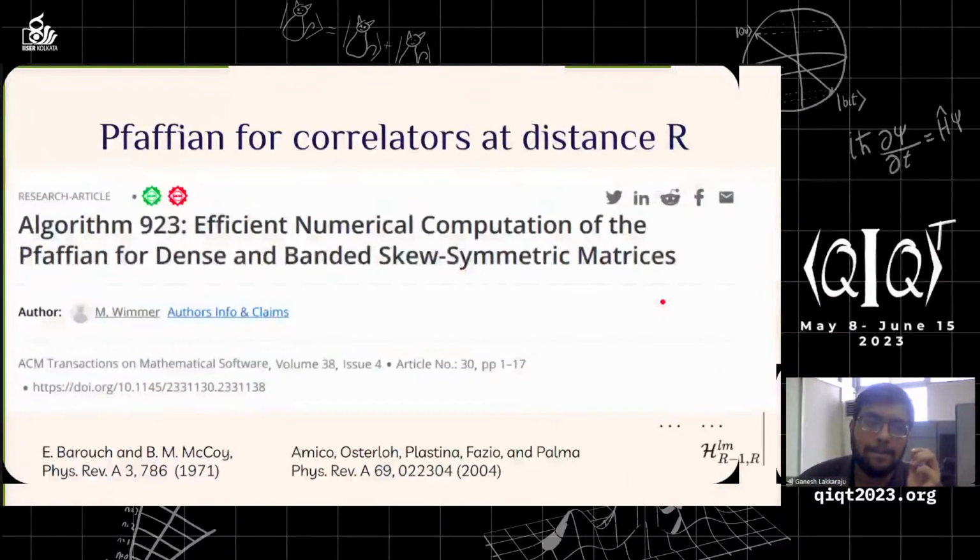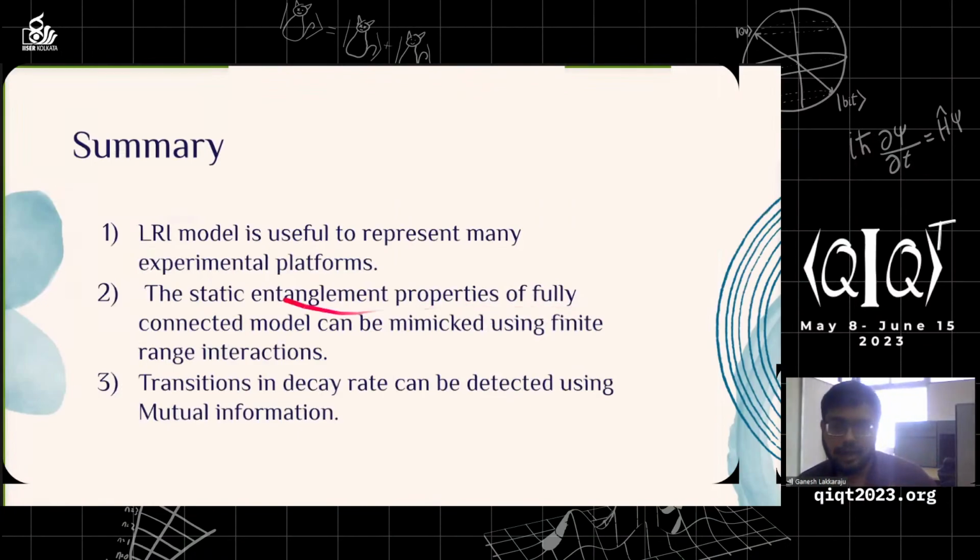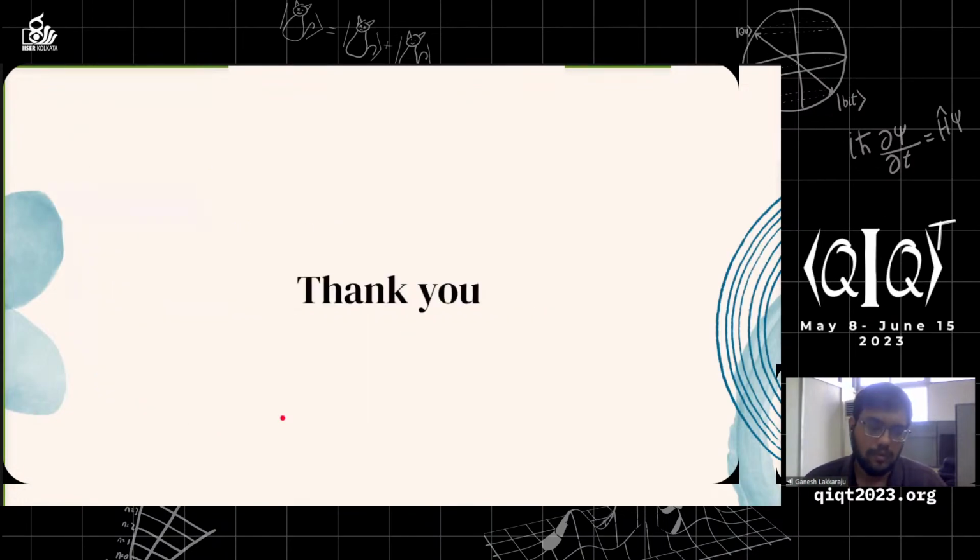That's it. To summarize, the LRI model is useful to represent many experimental platforms, and recently, as I've shown, trapped ions have been done more than 5-6 years ago, and superconducting is quite upcoming. And static entanglement properties of the fully connected model can be mimicked using the finite range interaction, and the transitions in decay rate can be detected using mutual information as opposed to the Loschmidt echo. That's all. Thank you.